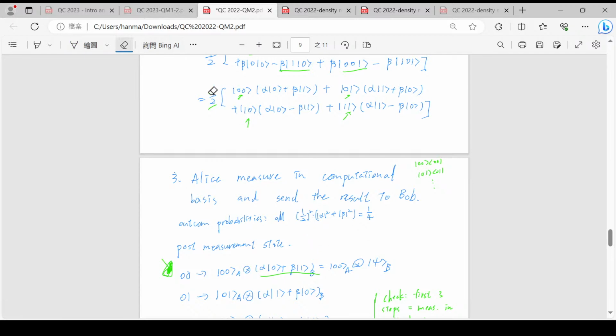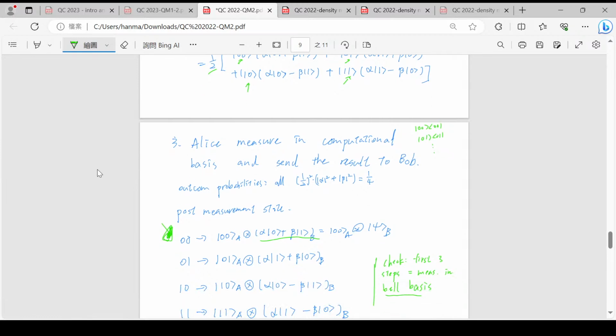But unfortunately, we are not done yet, because there might be other measurement outcomes. Say if it's 0, 1, then Bob will be holding alpha 1 plus beta 0. Similarly, if the measurement result is 1, 0, then Bob will hold alpha 0 minus beta 1, and if it's 1, 1, then Bob will hold alpha 1 minus beta 0.